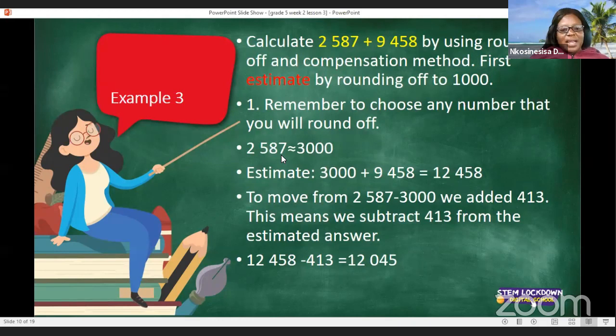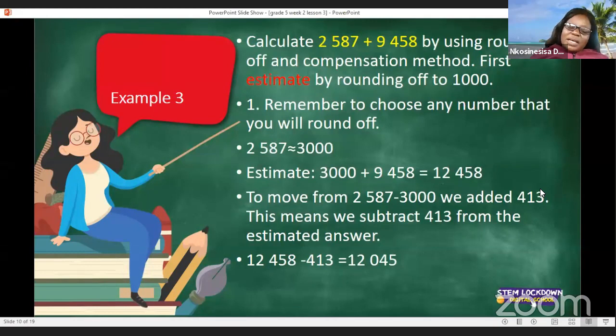We went up, you are right, we went up. And we have to check, we went up by how many? By how much? So to move from 2,587 to 3,000, we added 413. We added 413 because we added.